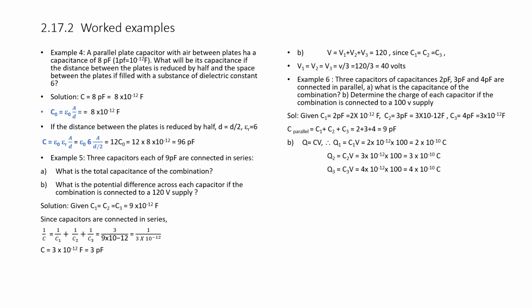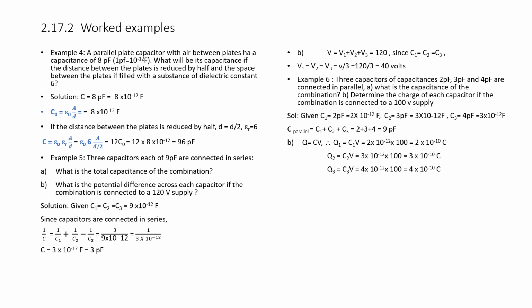Therefore, Q1 is equal to C1V, that is equal to 2 into 10 to the power of minus 12 into 100. That is equal to 2 into 10 to the power of minus 10 coulomb. Q2 will be equal to C2V, 3 into 10 to the power of minus 12 into 100, equal to 3 into 10 to the power of minus 10 coulombs. Q3 is equal to C3 into V, that is equal to 4 into 10 to the power of minus 12 into 100. So these are the values of the charge on the capacitors.